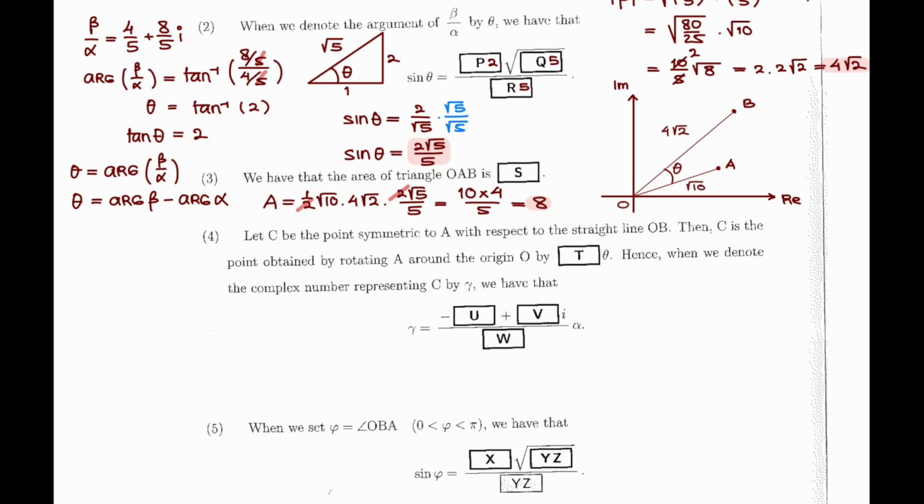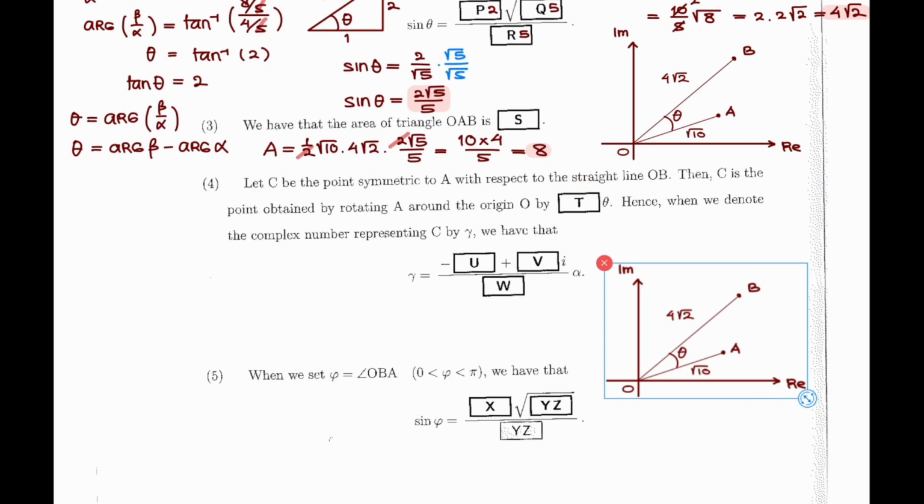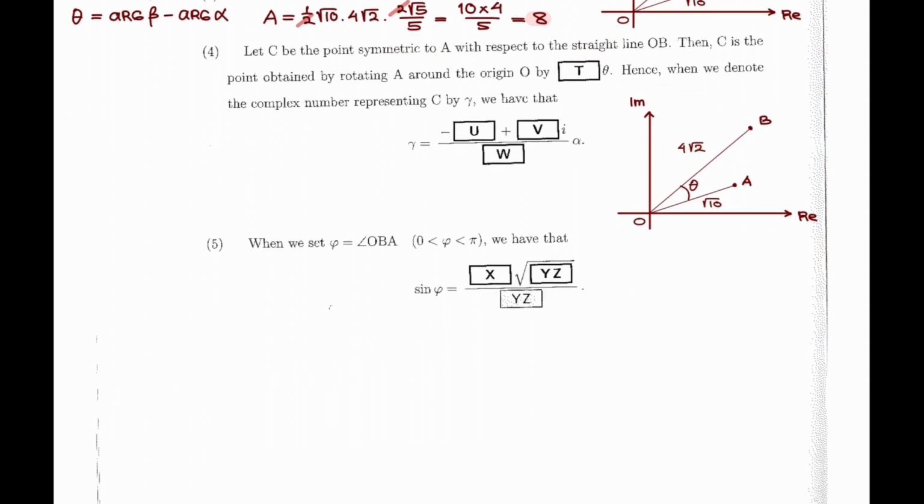Let's proceed to question number 4. Let C be the point symmetric to A with respect to the line OB. Then C is the point obtained by rotating A around the origin O by some angle in terms of theta. I will focus on this one first. Once again, I need this illustration to give a better explanation. I will erase 4 square root of 2 and square root of 10 here. This is OA, and if you rotate OA until here, then you will have C.